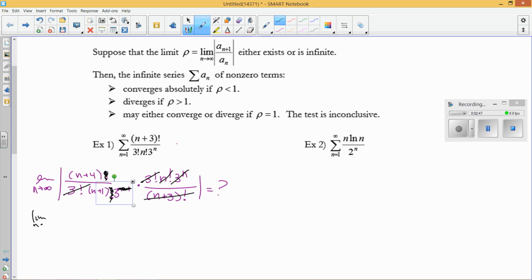So now I have the limit as n approaches infinity of n plus 4, which is the only thing we have left on top. And on the bottom we have an n plus 1 and a 3. I want to know what that equals. Well, the degree of the numerator equals the degree of the denominator. If I take the limit as n approaches infinity, I have the ratio of their coefficients, which is technically a 1 and a 3. So this limit is 1/3.